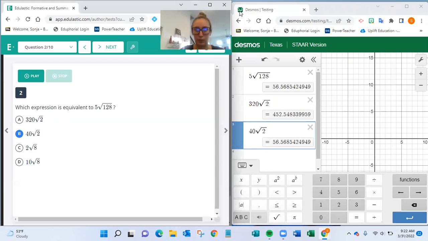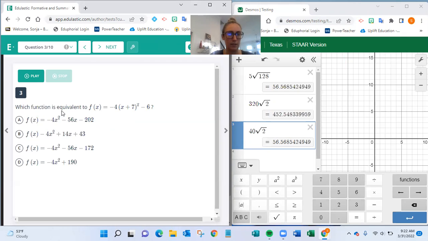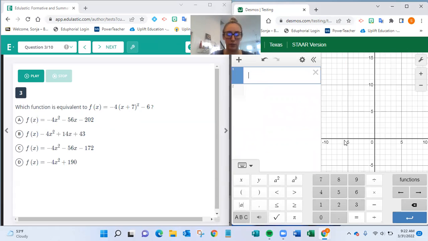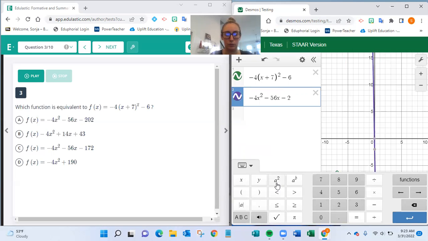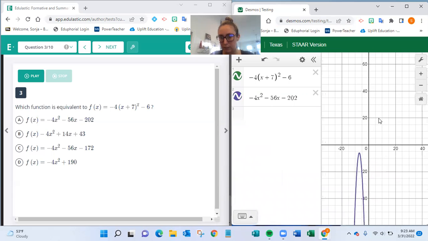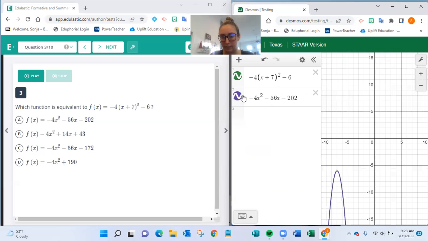All right, I'm going to move to the next one for number 3. Again, equivalent. So I'm using that same strategy. I'm going to first put in the question, -4 parentheses x plus 7 squared minus 6. And now I'm going to start putting in my answer choices. -4x squared minus 56x minus 202. Wait, I want to make sure I know where the green one is first before I get, oh wait, unless is that already a match? Oh, that was fast. That first one matches right over the green. So we found our answer.